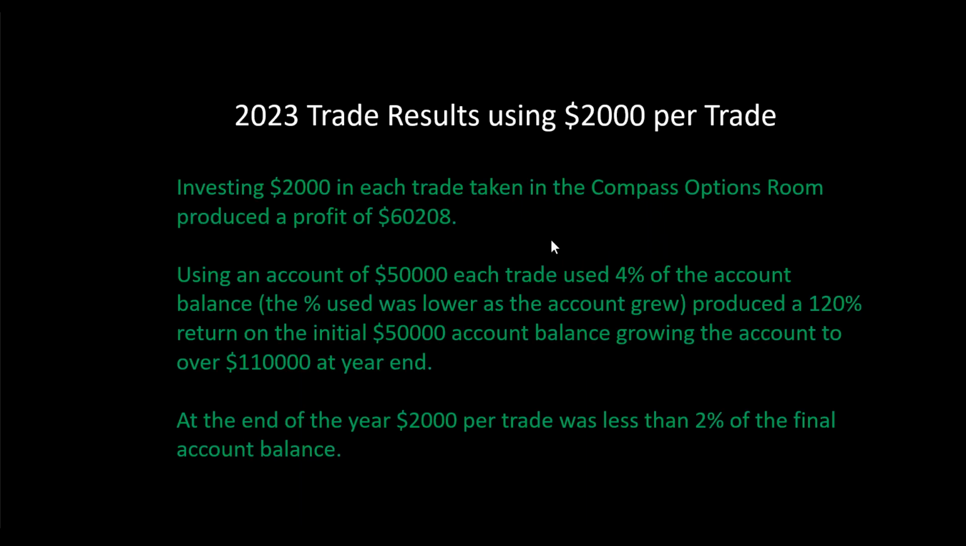So here are the results in 2023. This was in the room, putting $2,000 into each trade, and I just use this arbitrarily because I have to have some sort of baseline. $2,000 in each trade produced a little over $60,000 in profits. All right, 2024, investing $2,000 in each trade in the room produced $55,000 in profits.